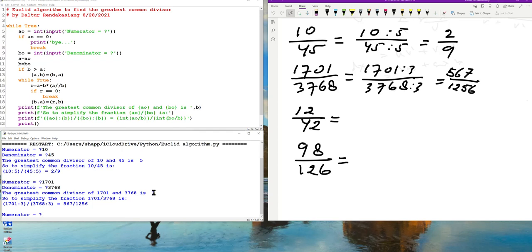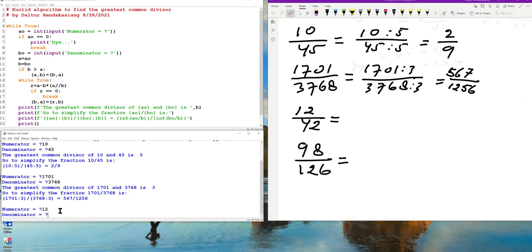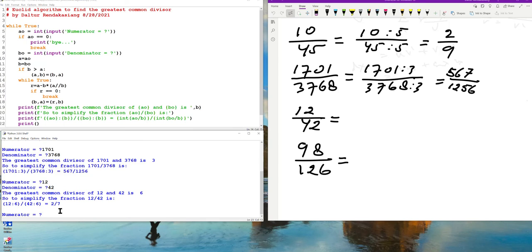Remember, in the video it's 3. How about 12 over 42? Numerator is 12 and denominator is 42. The greatest common divisor is 6. So we divide 12 by 6, and also 42 by 6, so this becomes 2 over 7.